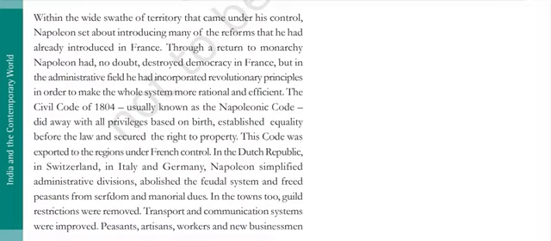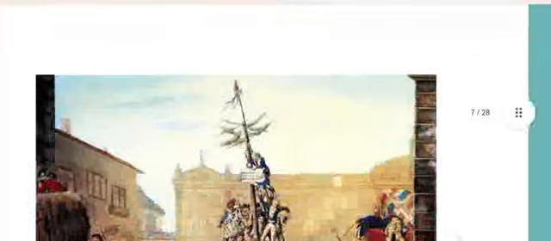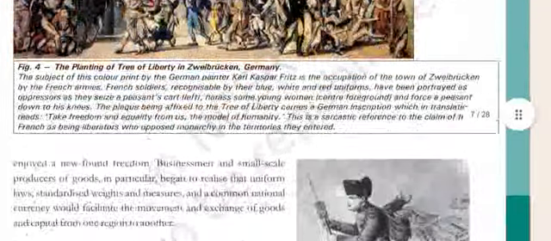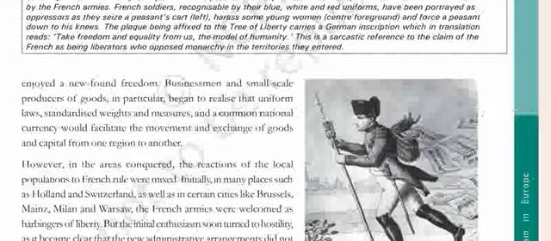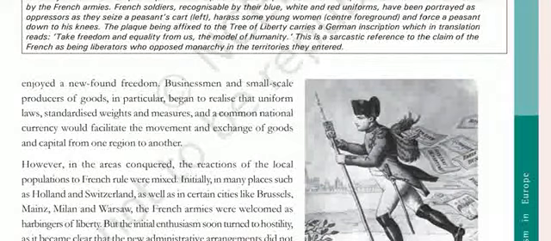In the towns, too, guild restrictions were removed. Transport and communication systems were improved. Peasants, artisans, workers, and new businessmen enjoyed a newfound freedom. Businessmen and small-scale producers of goods in particular began to realize that uniform laws, standardized weights and measures, and a common national currency would facilitate the movement and exchange of goods and capital from one region to another.